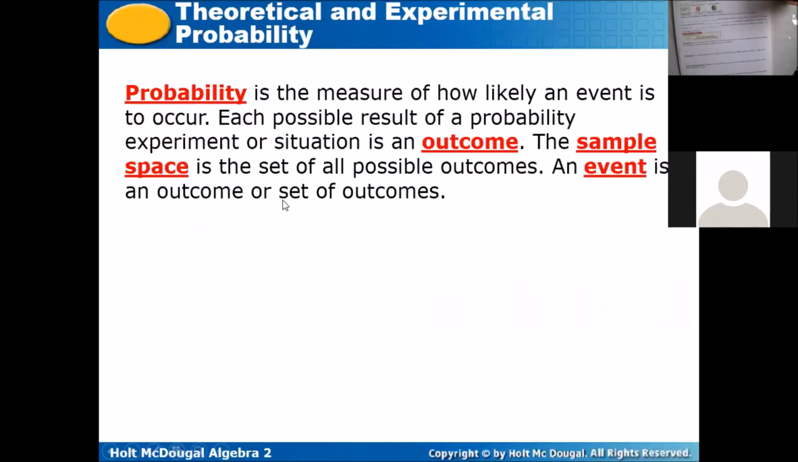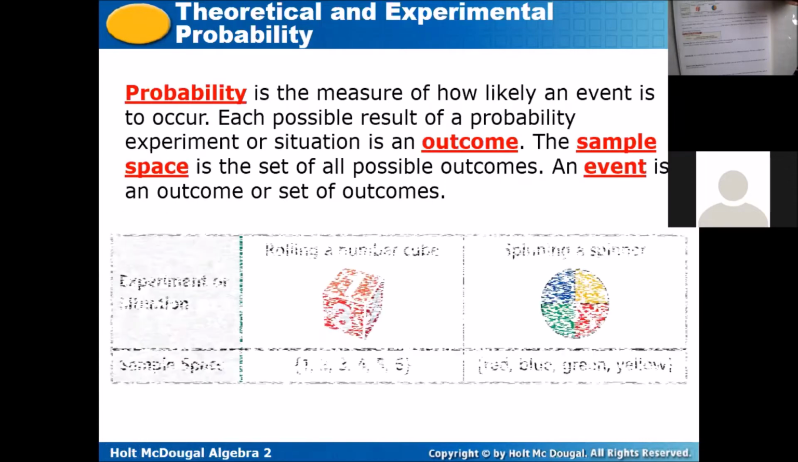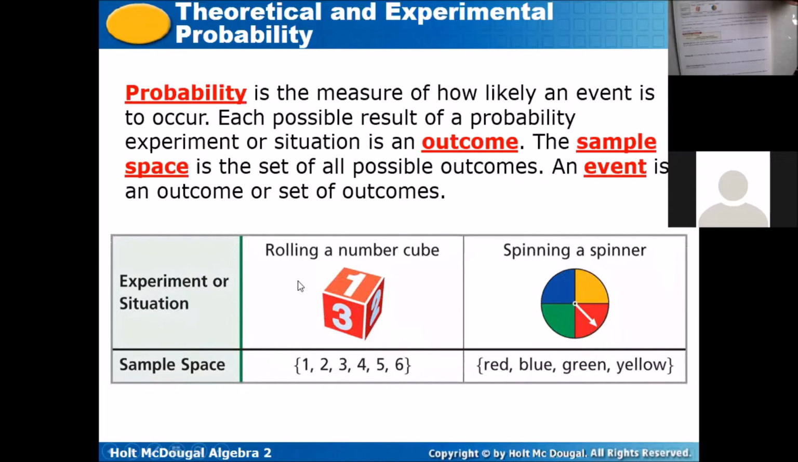Okay, so it says the probability is a measure of how likely an event is to occur. Each possible result of the probability experiment situation is called an outcome. The sample space is a set of all possible outcomes. So if we flip a die, our possible outcomes would be 1 through 6, right, guys? Okay. So if we roll one numbered cube that's numbered 1 through 6, our sample space is 1, 2, 3, 4, 5, 6, right?